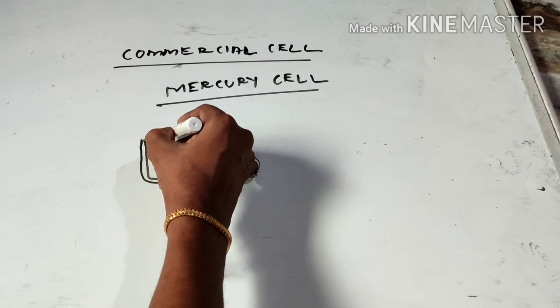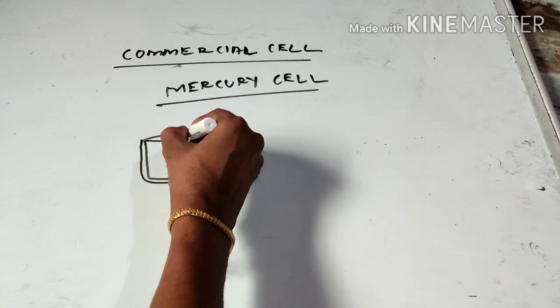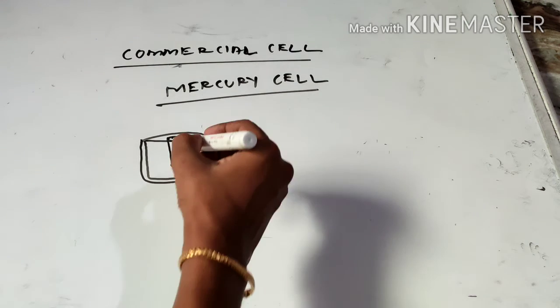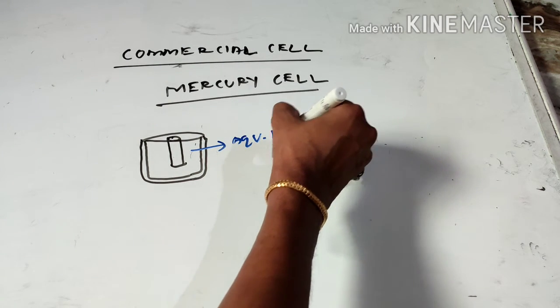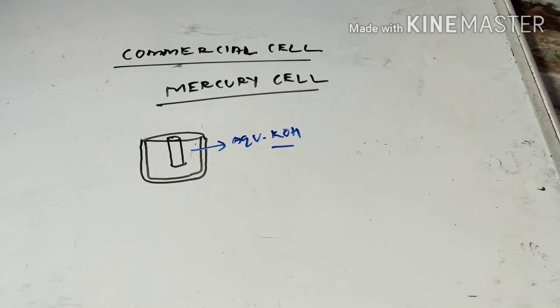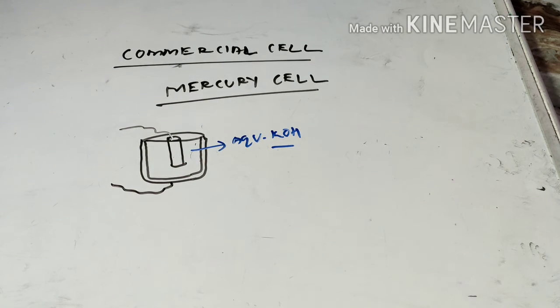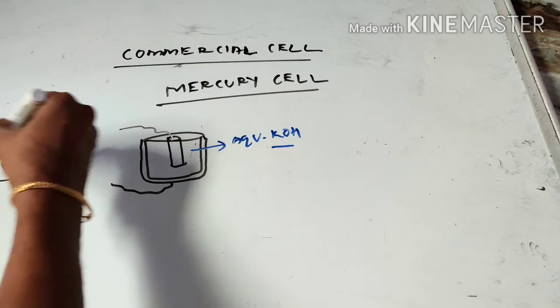Again, at the center we are using a carbon rod, and we are using a paste of aqueous KOH solution. When we connect it with the help of an induction coil, it can generate electricity. And the cell potential value of it is approximately 1.35 volts.